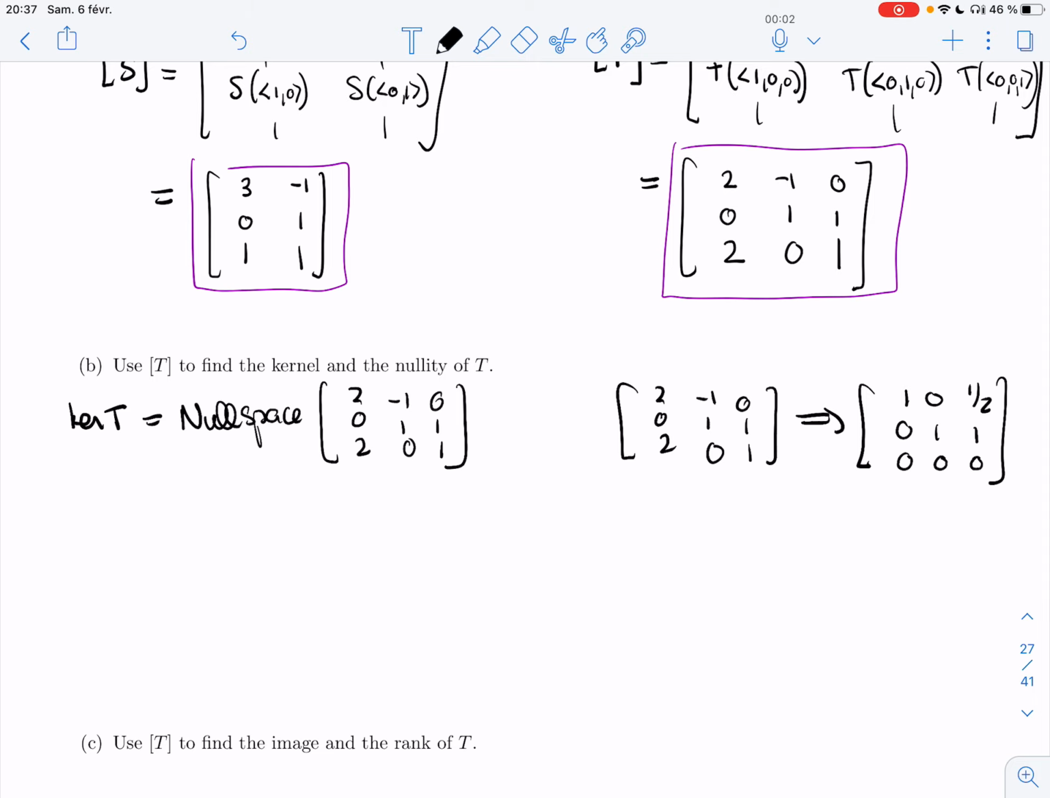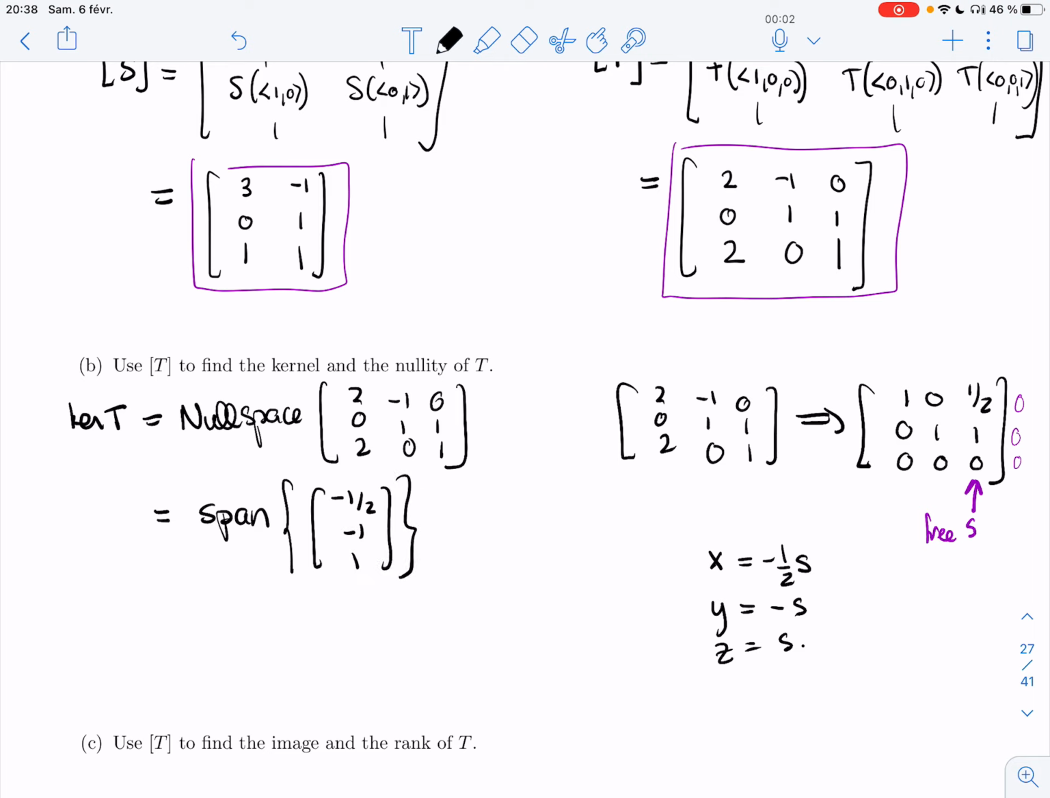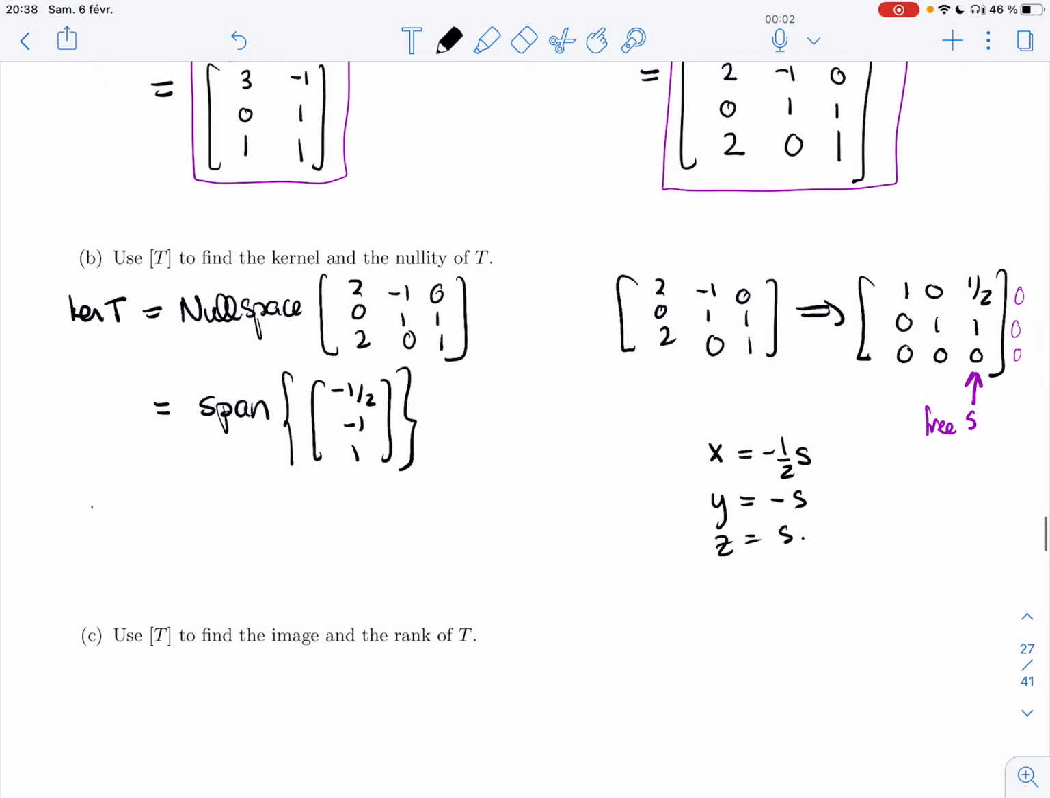This is what I have. So I'm thinking of this as the coefficient matrix of a linear system. You can think of it as 0, 0, 0 hanging out here. I have a free variable here. And so x is -1/2 s, y is -s, and z is s. All right, so the null space would be the span of the vector. I have only one parameter, so only one vector: (-1/2, -1, 1). And so the nullity, which is the dimension, is just 1.